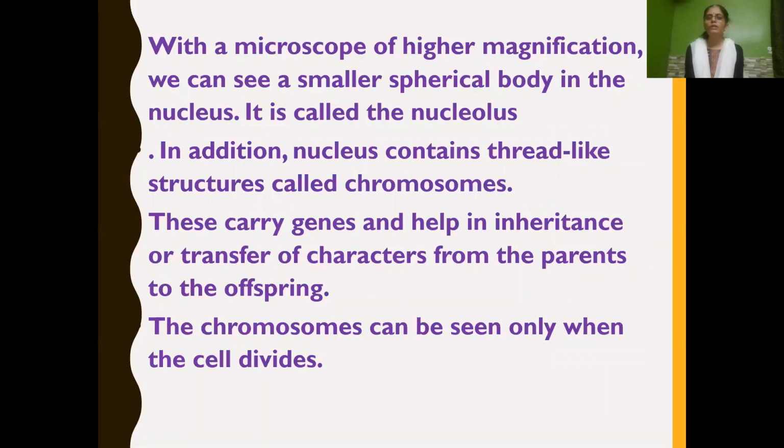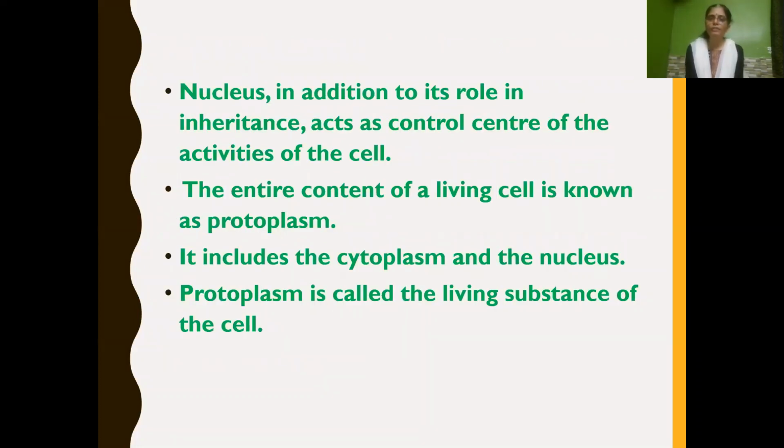In addition, the nucleus also contains thread-like structures called chromosomes. These chromosomes carry genes which help in inheritance, otherwise called transfer of characters from parents to the offspring. And these chromosomes can be seen only during cell division. That is, when the cell divides, only at that time can chromosomes be seen. In addition to the role of inheritance, the nucleus also acts as a control center, or you can say it controls all the activities of the cell.